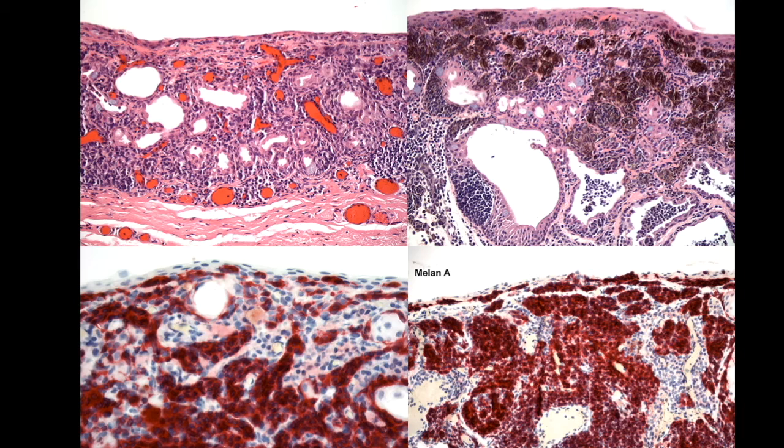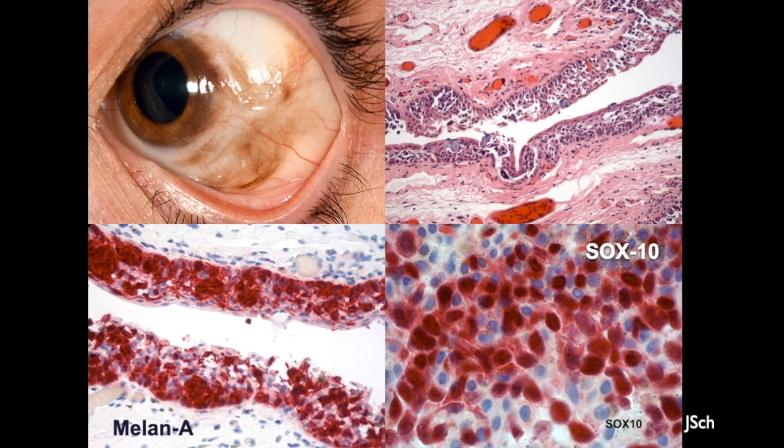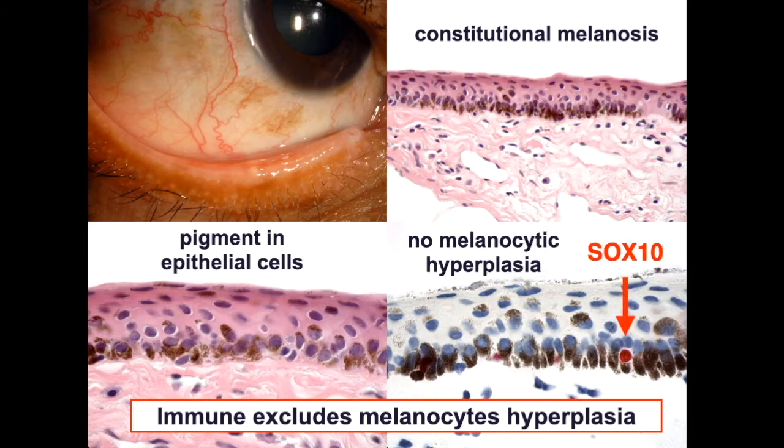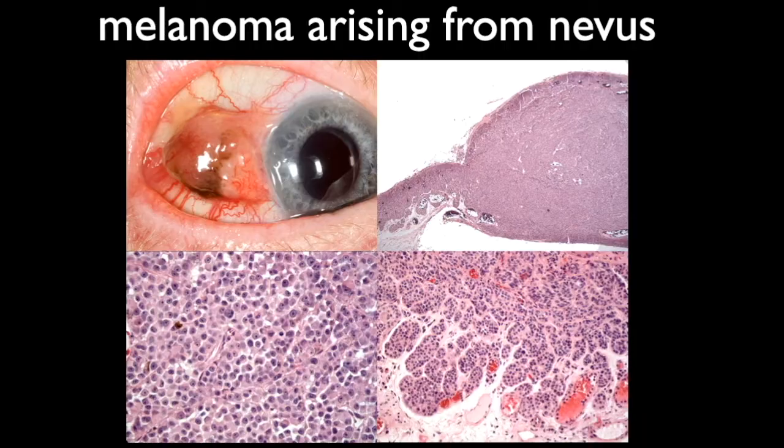sections of amelanotic lesions. These photos show extensive replacement of the epithelium by atypical melanocytes in a case of PAM with severe atypia. In contrast, these photos of complexion-associated melanosis show that the pigment is present within the epithelial cells and no melanocytic hyperplasia is present.